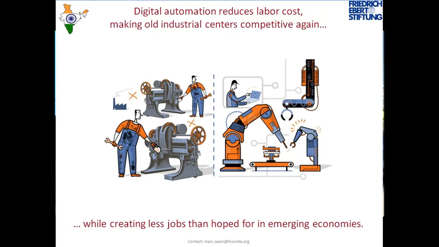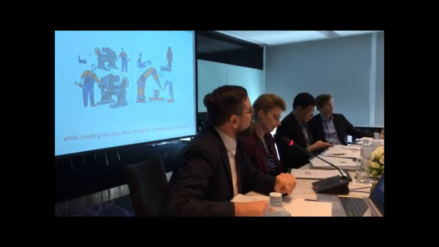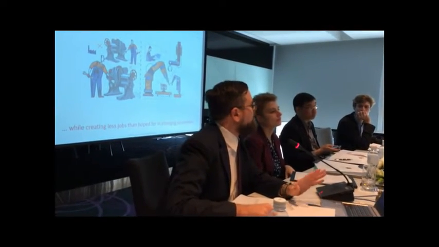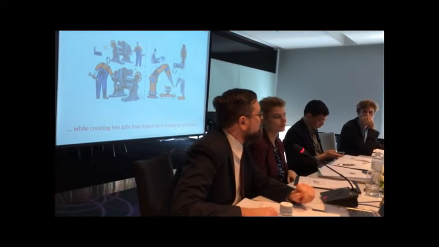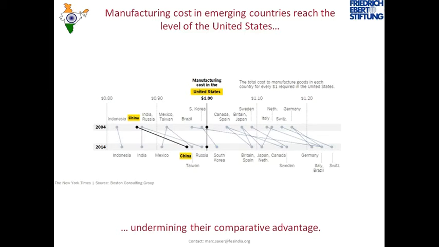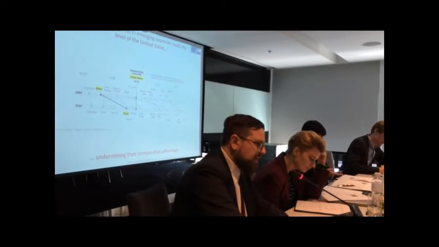And second, when we see that digital automation replaces labor with capital, which makes labor a lesser factor in manufacturing. And that means it undercuts the very competitive advantage that put the emerging economies on the map in the first place. What you're seeing is that with labor becoming a lesser factor, the old industrial centers, the US, Europe, and Japan, become competitive again. So this is already visible in numbers. If you look at the manufacturing cost of major emerging economies, some of them are approaching or have already surpassed the manufacturing cost in the United States. So this is a trend that we are watching.